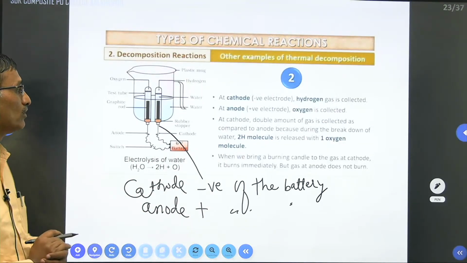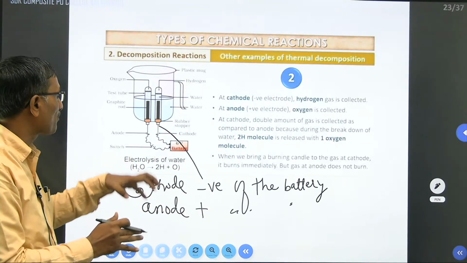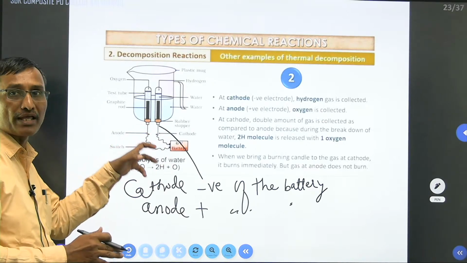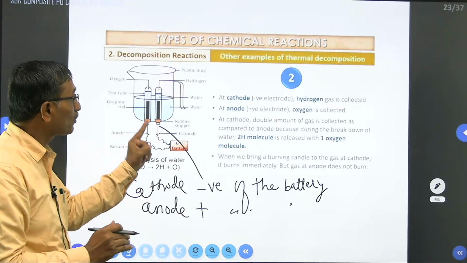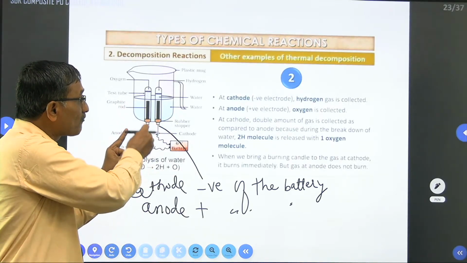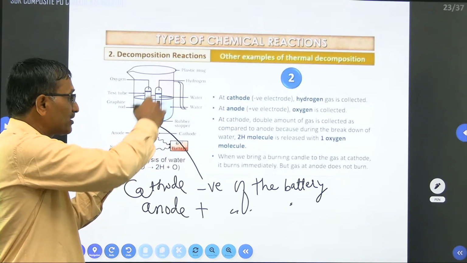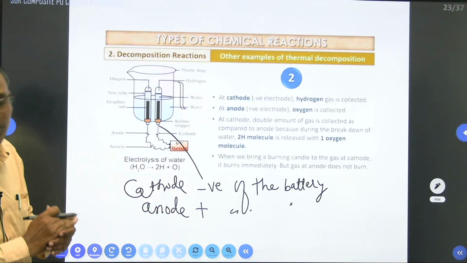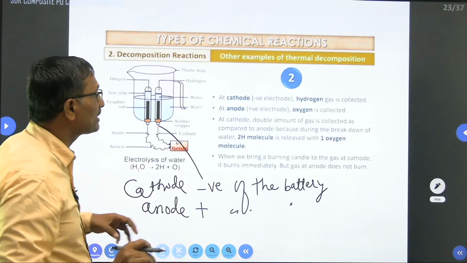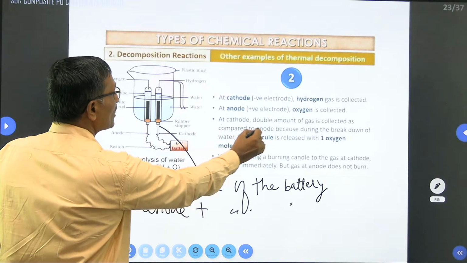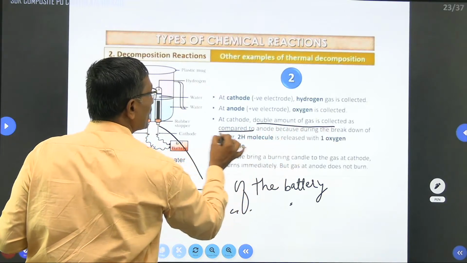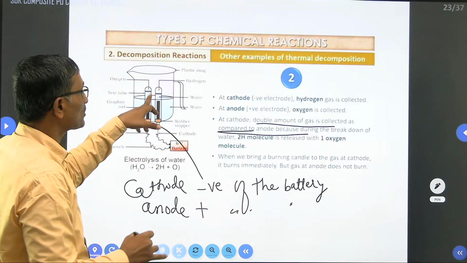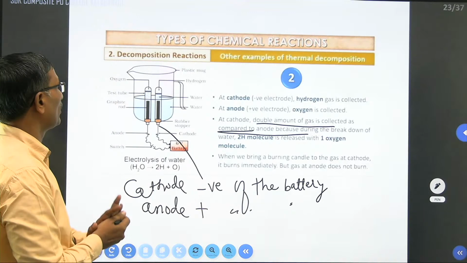Cathode and anode. Okay. So what happens after passing electric current? 6 volts we are supplying. And electrolysis of water is in the presence of sulfuric acid. We add a small quantity of sulfuric acid, that you have to remember. Now, at the cathode, double the amount of gas is collected compared to the anode, because during the breakdown of water, 2 hydrogen molecules are released with one oxygen molecule.